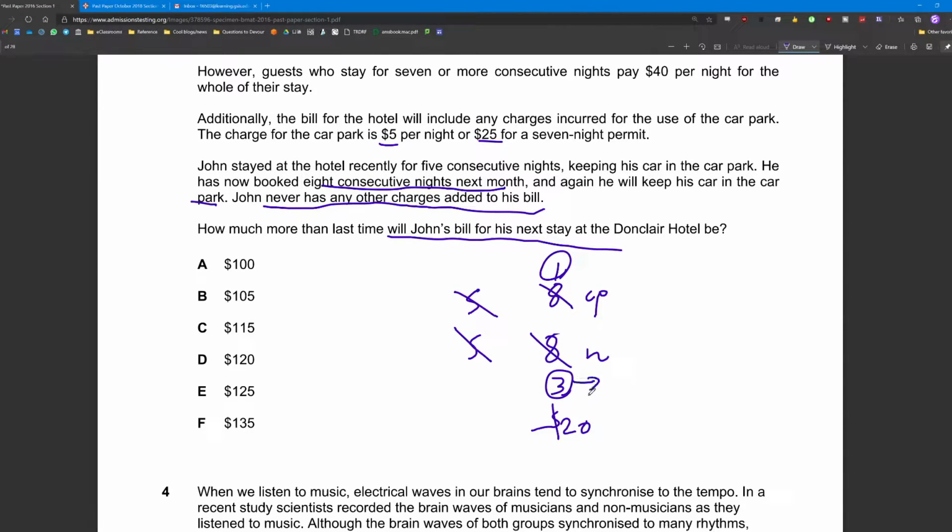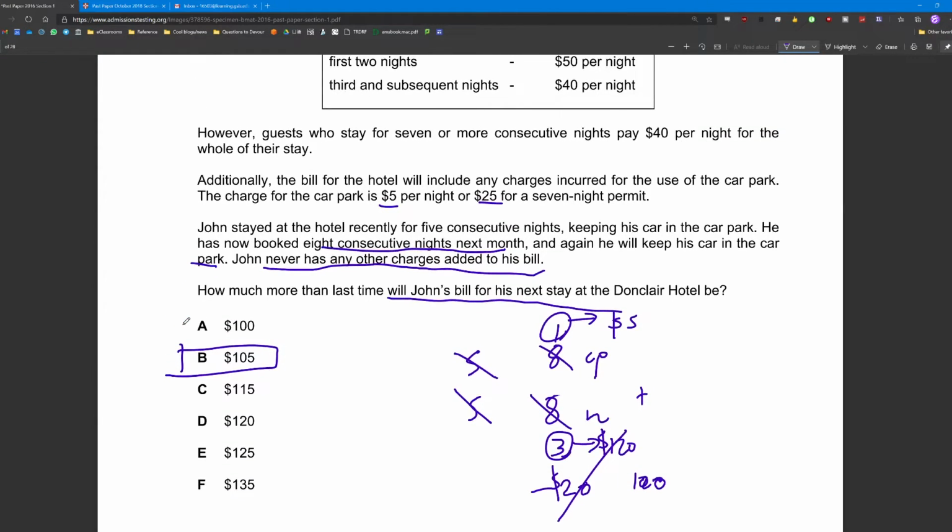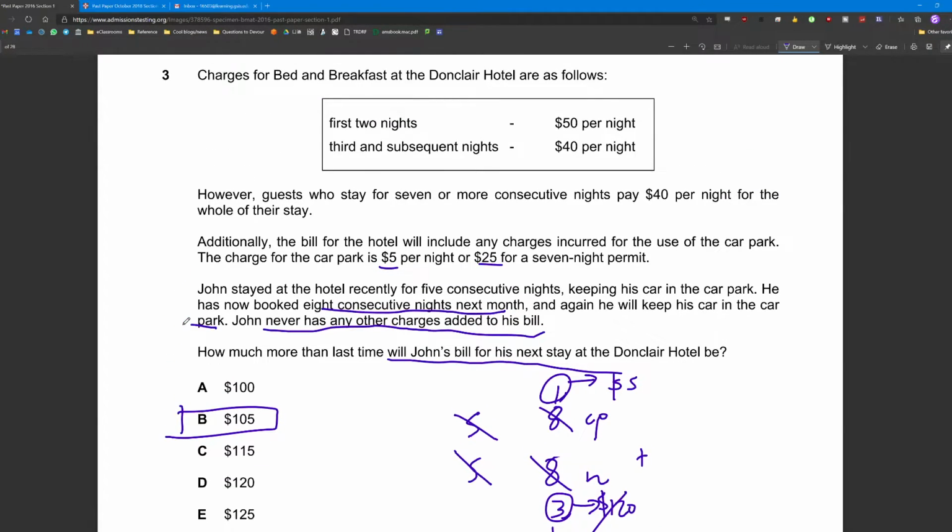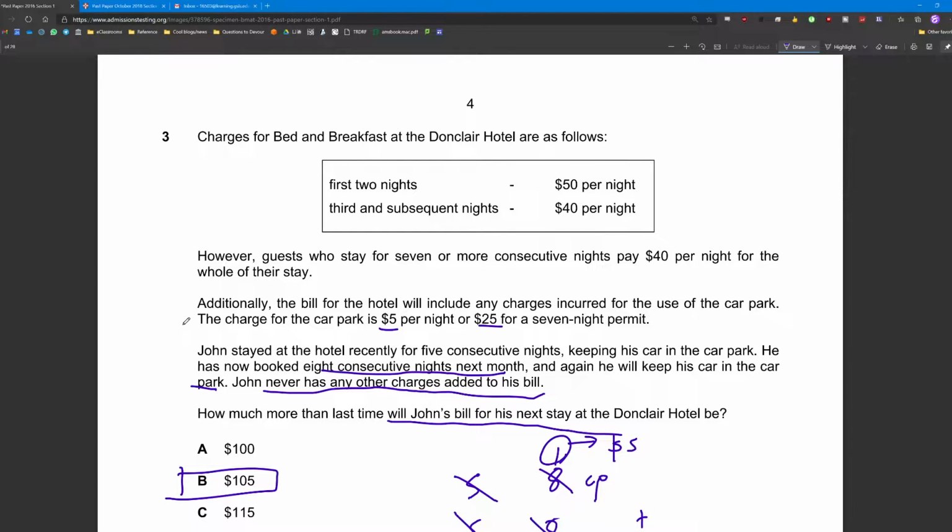So these 3 extra nights cost him $120. This 1 extra car park night costs him $5. 120 and minus 20 cancel to $100, plus $5 is $105. So the thing to recognize here is that you can kind of cancel things out. Like we canceled the first 5 nights of car parking with the second 7 nights of car parking because we knew they were going to be the same cost. And that led us just to look at 1 night of car parking.